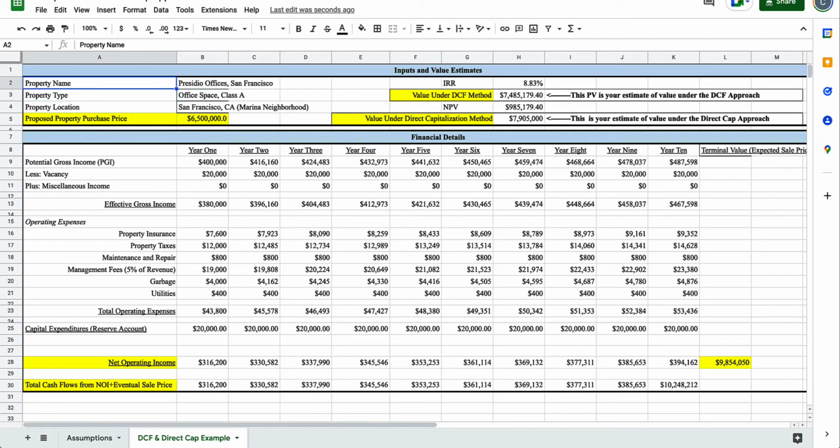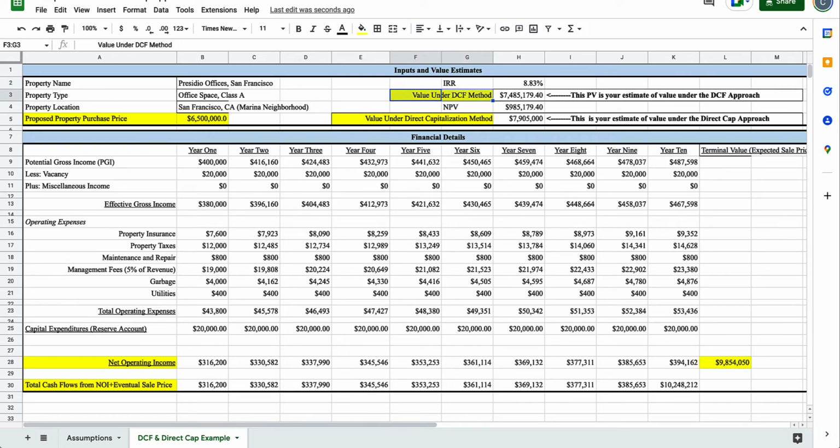Here is our property name, Presidio Offices, down in the Presidio: Class A office space, very nice, very in demand, a beautiful neighborhood. We're just generally going to call that the Marina. I know it's Presidio, but the proposed purchase price is $6.5 million. But what we've been asked to do is value whether that's a good price or not. The bank wants to know what it's actually worth. Maybe that's what it's going to be sold for, but we need to know fundamentally what it's worth, whether the buyer's in their right mind, that sort of thing.